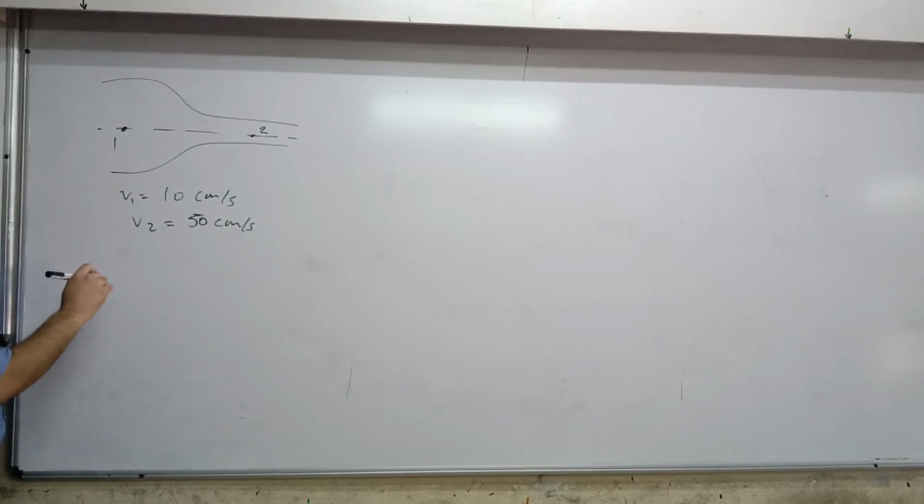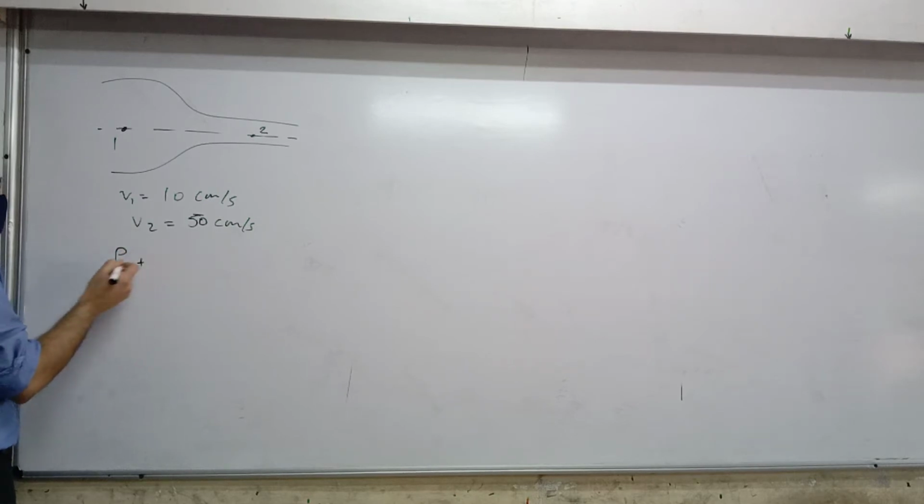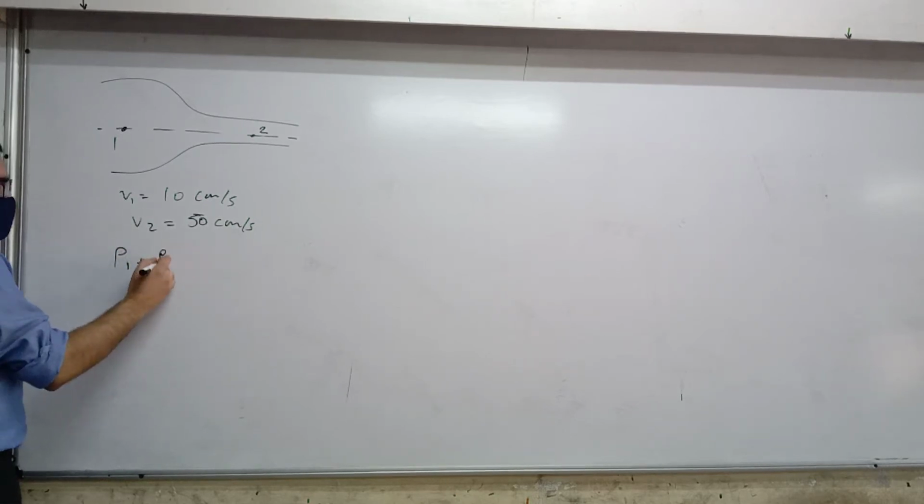Which one is more, which one is less? Let's use Bernoulli's equation. What's the formula? P1 plus rho g H1 plus half rho V1 squared equals P2 plus rho g H2 plus half rho V2 squared.